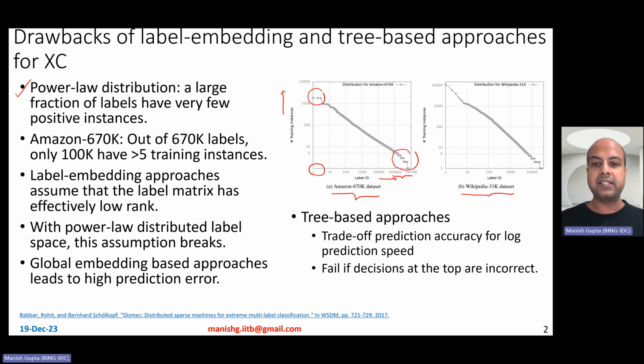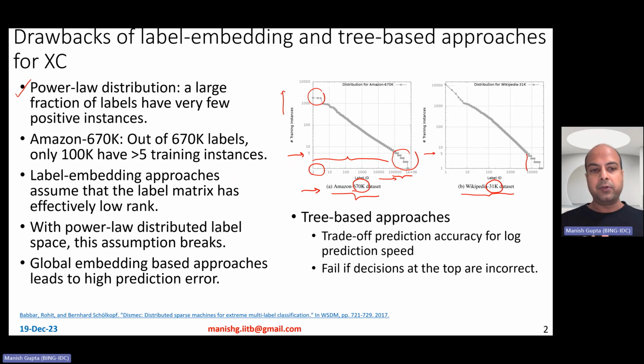This is on a log scale of label IDs. In fact, on the Amazon 670K dataset, the highlighted portion tells you that only 100K labels out of the 670K actually have more than 5 training instances. Similarly, Wikipedia 31K has 31K total labels, but how many of them have more than 5 training instances per label? Somewhere around 5,000. So basically, there's a power law distribution.